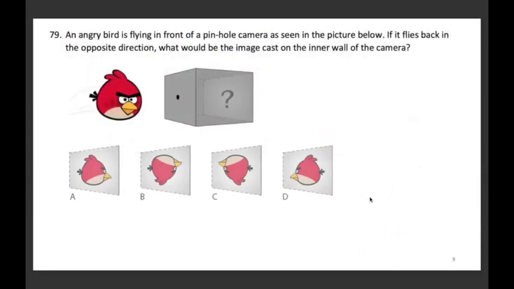An angry bird is flying in front of a pinhole camera as shown in the picture. If it flies back in the opposite direction, what will be the image cast on the inner wall of the camera? A bird is flying past. An angry bird like this is flying past a pinhole camera. We have to identify what image gets generated in this frame that is shown here.